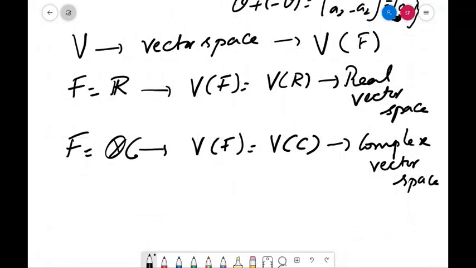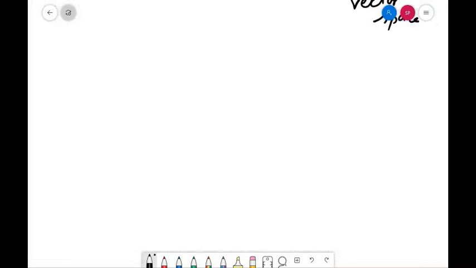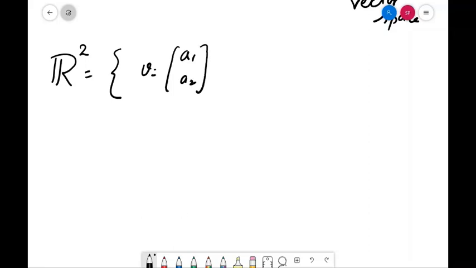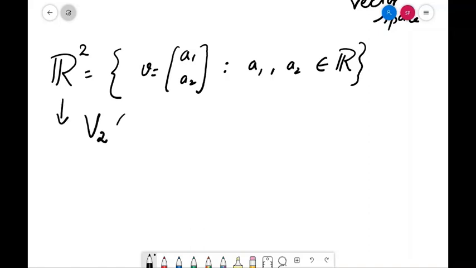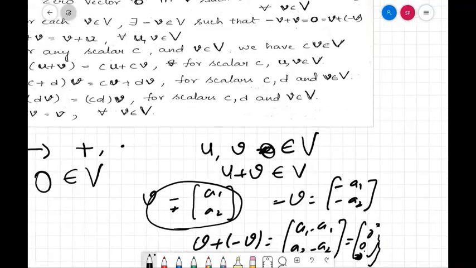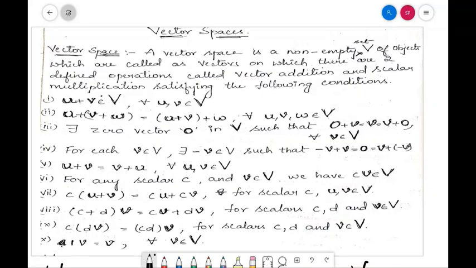Now let us see some basic examples of vector space. To start with, let me take R2. We all know it is a set containing the vectors of the form (a1, a2) such that a1, a2 belong to R. The scalars are taken from R. So this is also denoted by V2 over R, over the field of real numbers. So this should automatically satisfy all these 10 conditions that we gave in this definition, sum of two vectors.